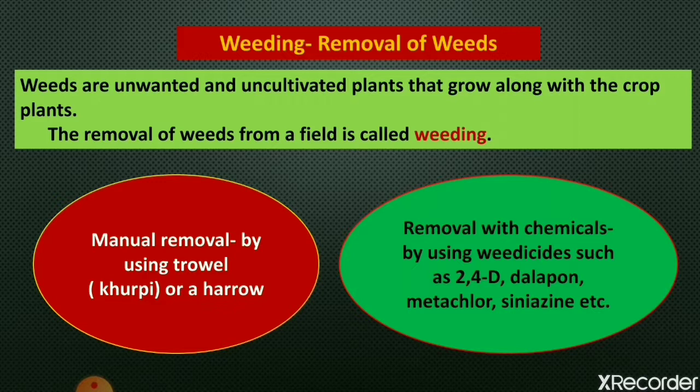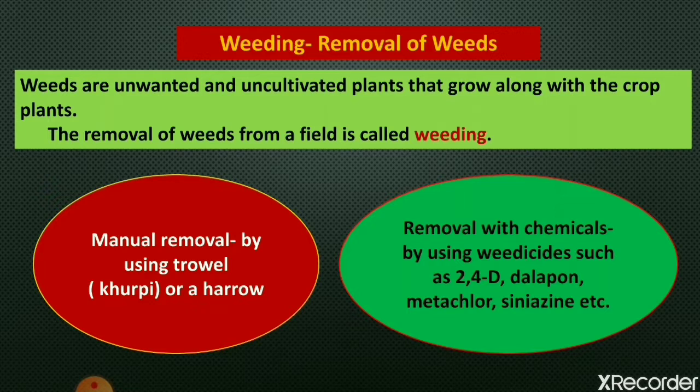The next process in the agricultural practices is weeding, or removal of weeds. So first of all, what are weeds? Weeds are the unwanted and uncultivated plants. As we have studied in the starting about cultivated plants and wild plants, wild plants grow in nature by themselves. So they are weeds only. Weeds are the unwanted, undesirable, uncultivated plants that grow along with the crop plants.